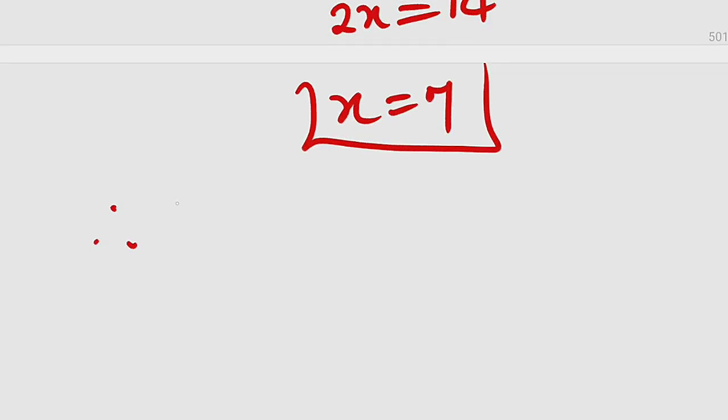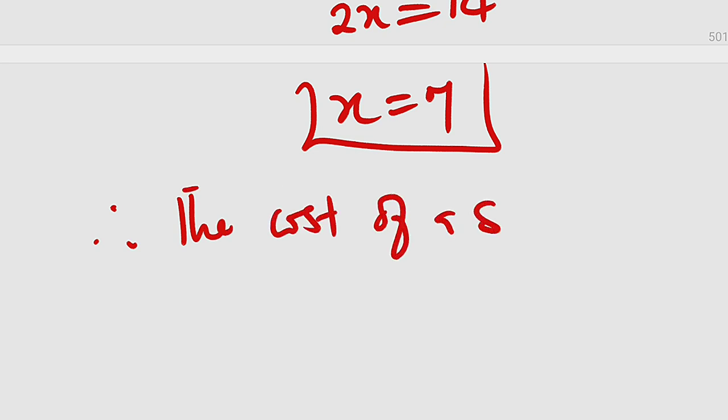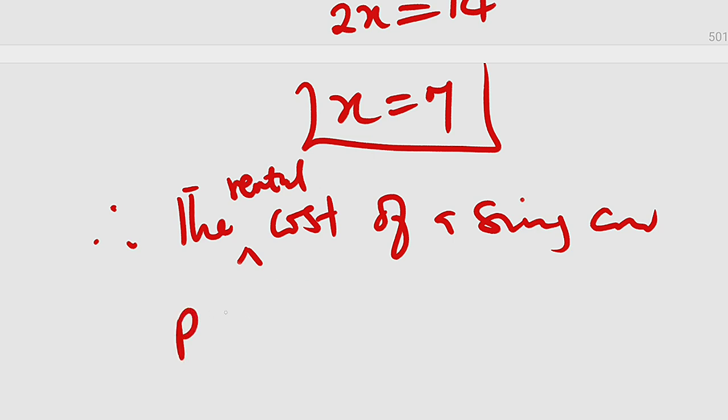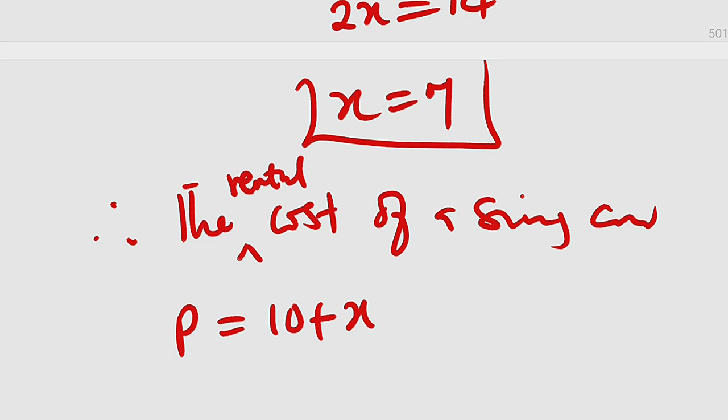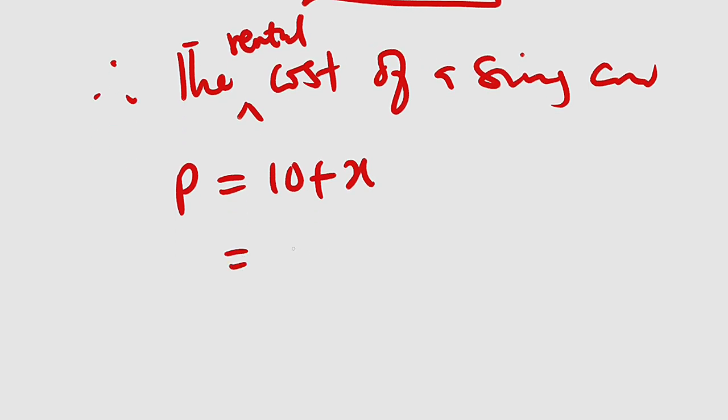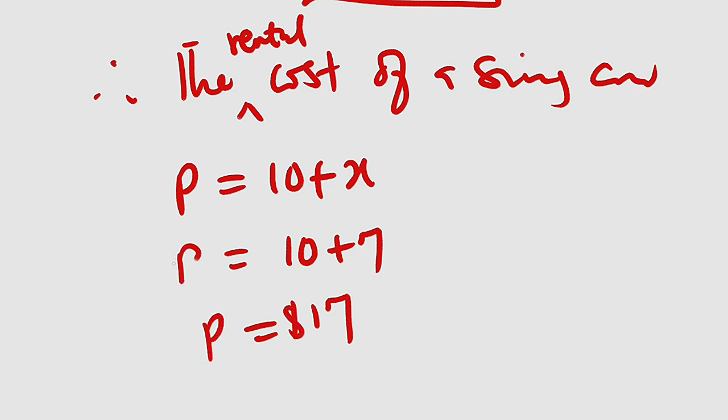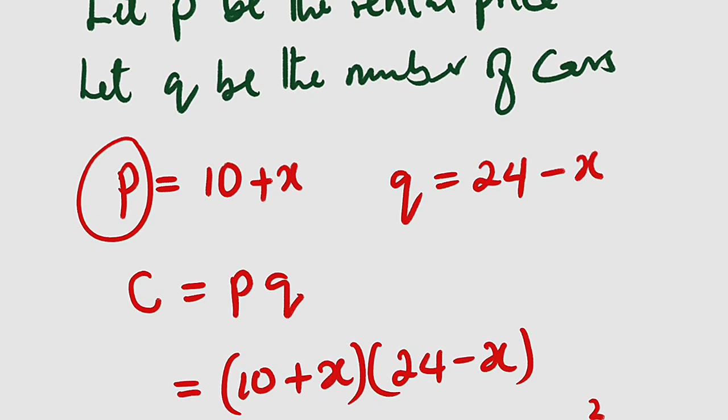Therefore, the cost of a single car, here we are talking about rental costs. So let me include it here. Rental cost of a single car will be P equal to 10 + X, but we have seen that X is equal to 7. So this will be 10 + 7, which is equal to $17. The same thing, right? We got 17 right here.